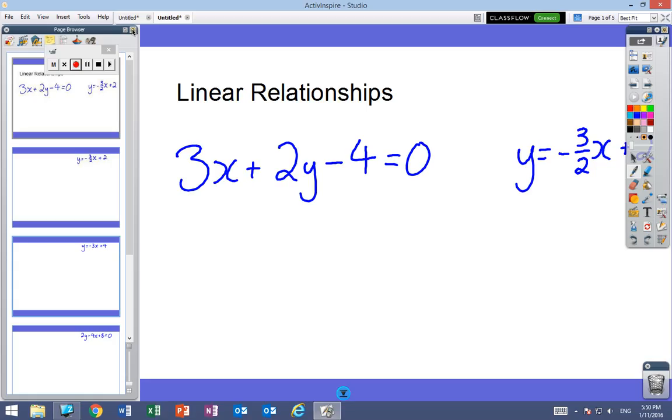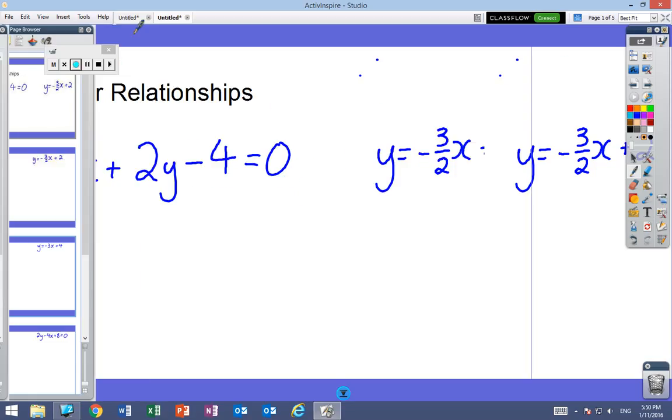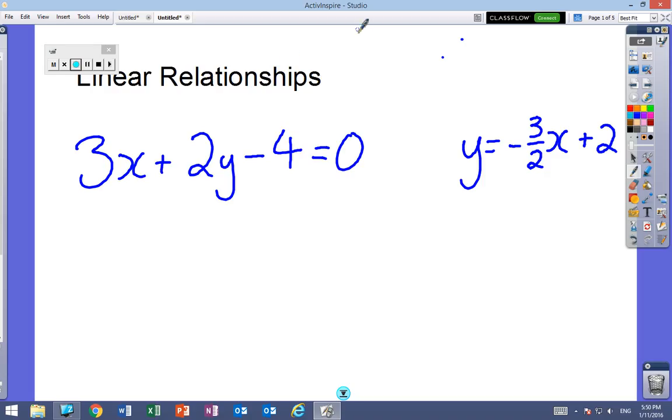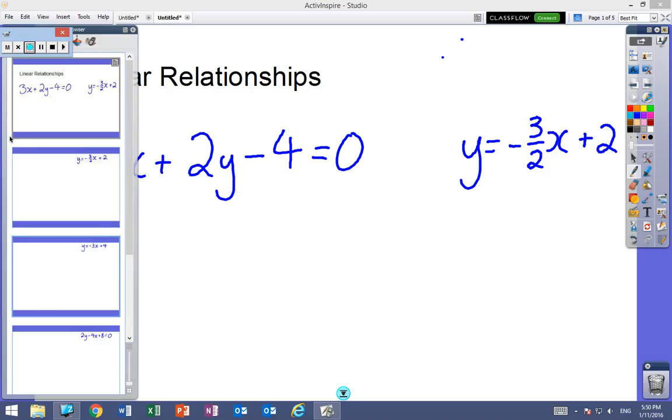This is linear relationships. I'm just going to run through a few things on linear relationships. So, what are they? What do they look like? And in this video, how can we plot them easily? Sorry about that. Let's try the trick again.